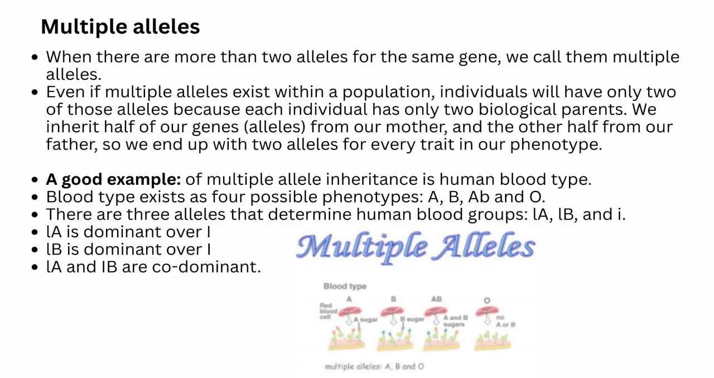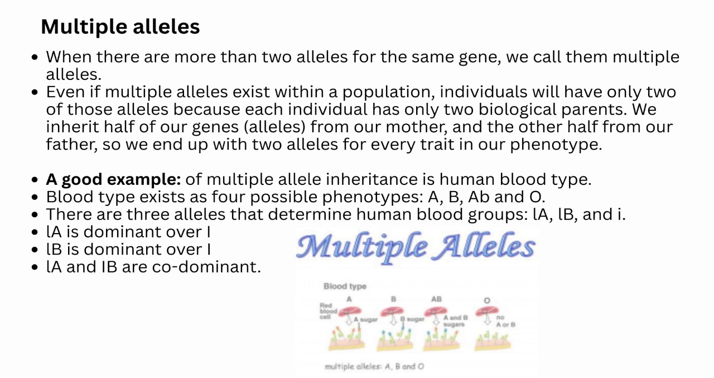Multiple alleles. When there are more than two alleles for the same gene, we call them multiple alleles. Even if multiple alleles exist within a population, individuals will have only two of those alleles because each individual has only two biological parents. We inherit half of our genes, alleles, from our mother, and the other half from our father, so we end up with two alleles for every trait in our phenotype.